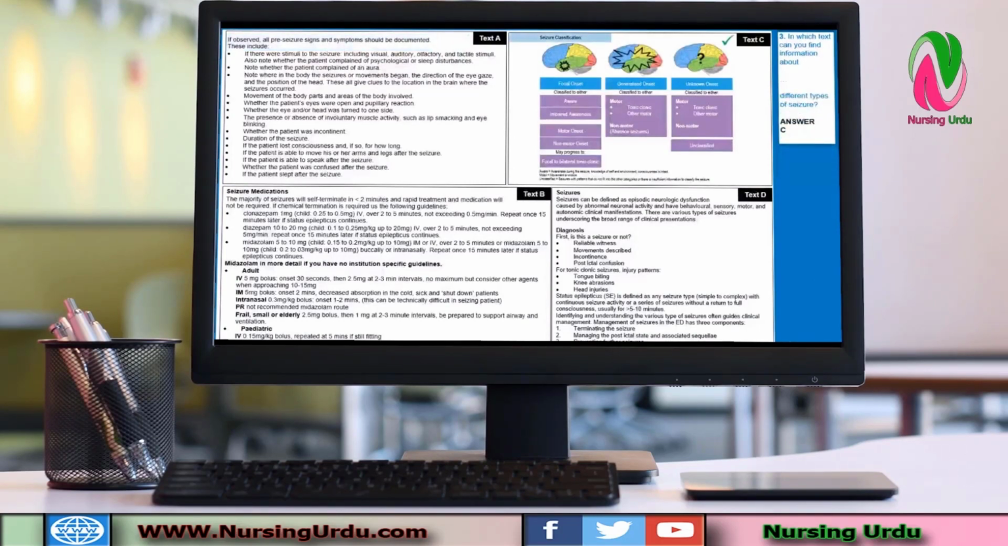Number 3. Which text will we find information on the different types of seizure? This is nice and easy because in text C we've got the different types. It's laid out in a nice kind of chart. So we've got the focal onset, generalized onset, and unknown onset seizures, and at the top it says seizure classification. So those are the different types of seizure. So that was clearly in text C. So that's all we're doing in the first section.